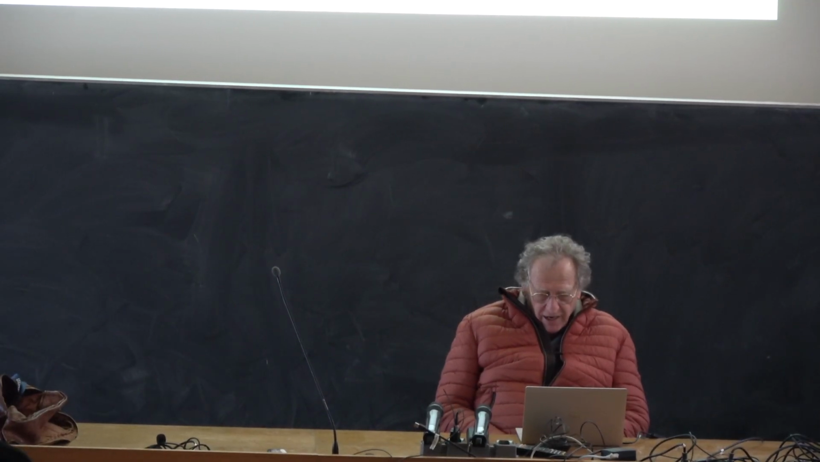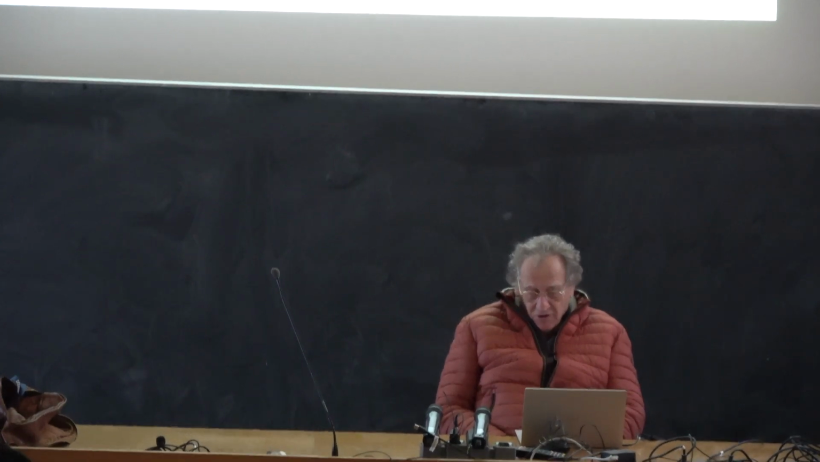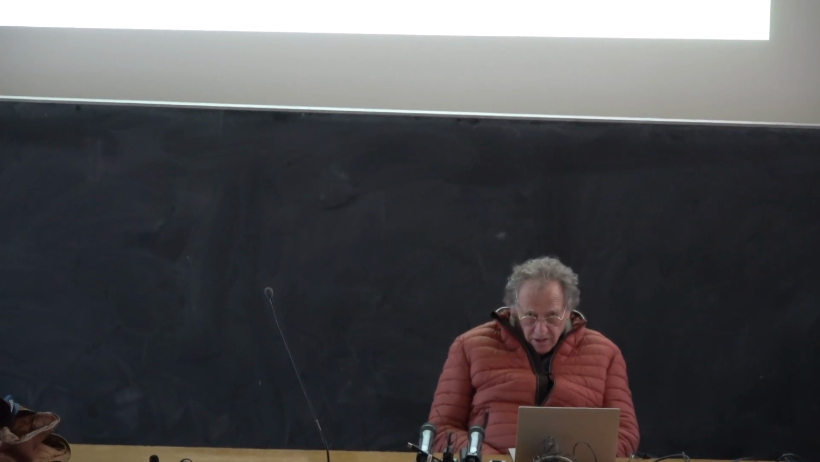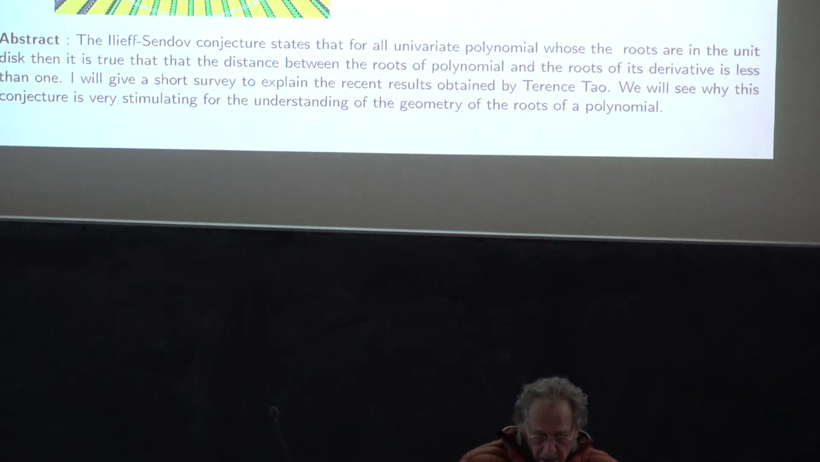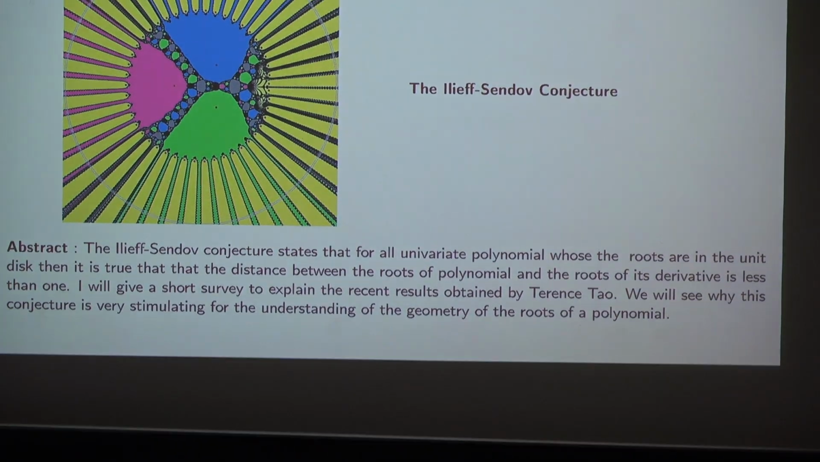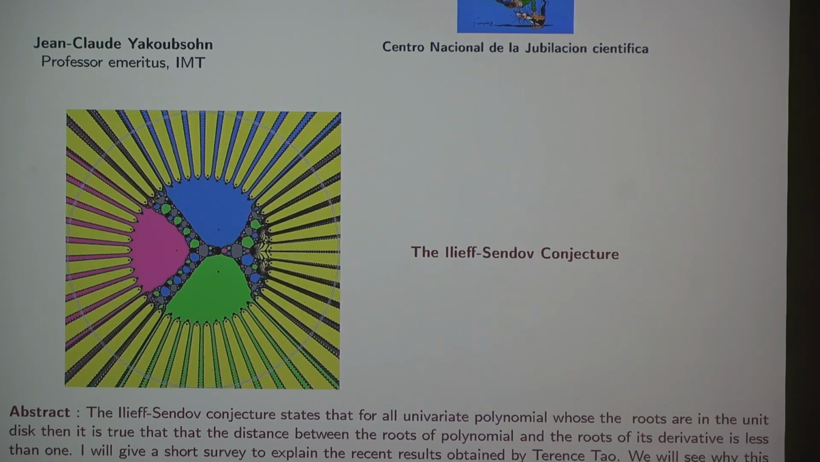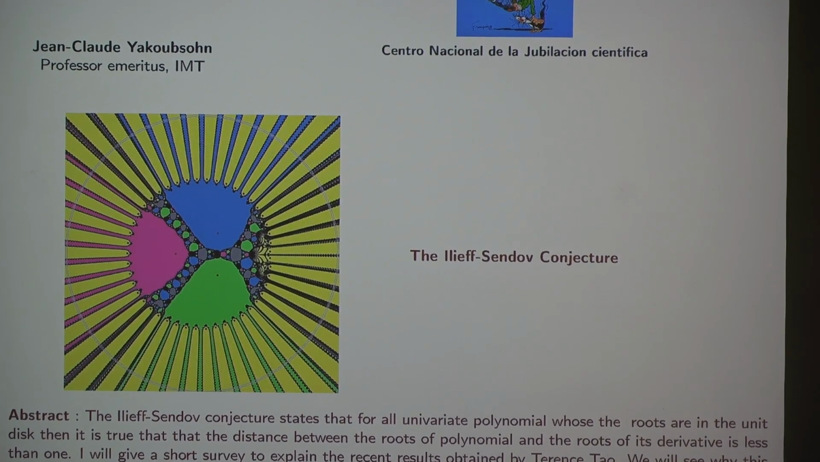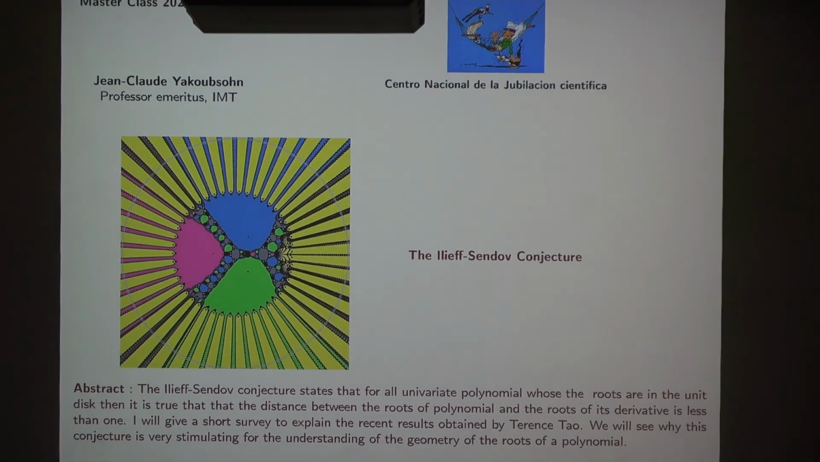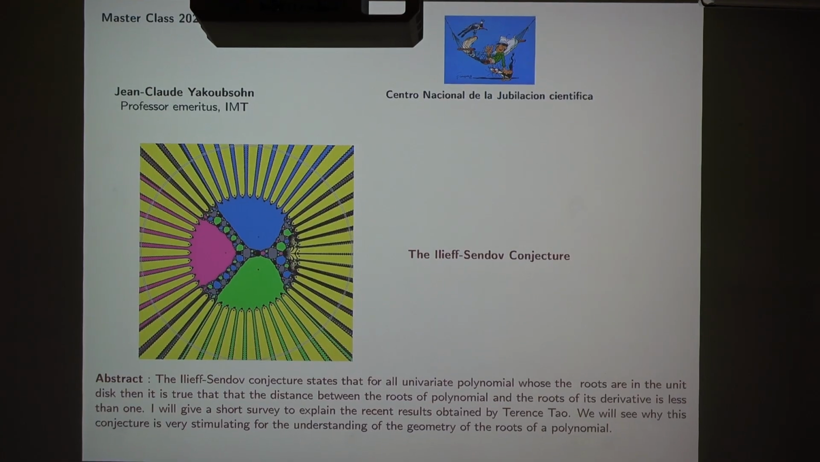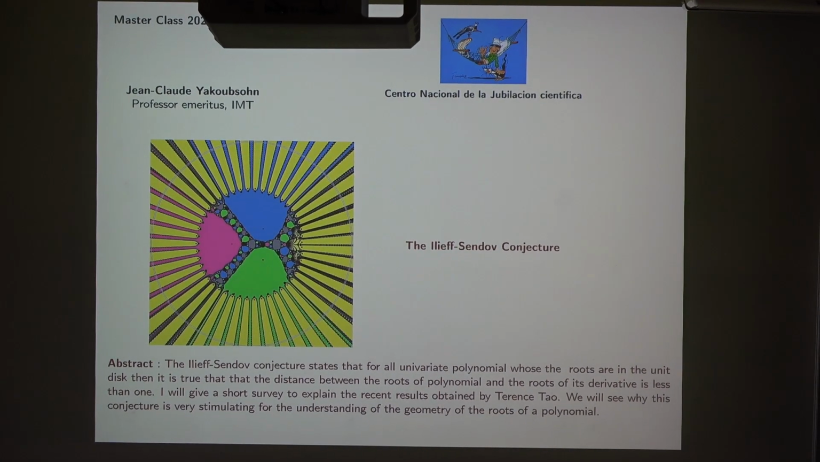And today I speak about the Ilieff-Sendov conjecture. It's a very difficult conjecture, and it was stated by a Bulgarian mathematician named Sendov, Blagovest Sendov, exactly.